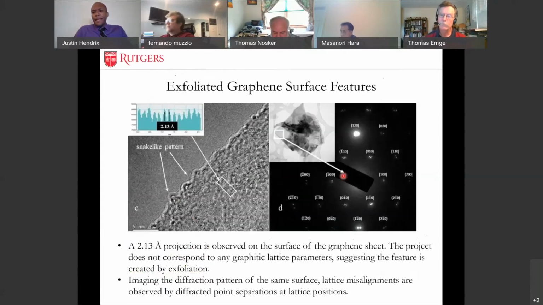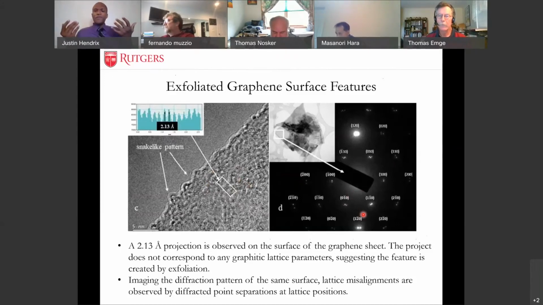Now, the next thing we're going to talk about is when we look at the surface very closely, we end up seeing this arrayed structure, which doesn't necessarily correspond to something that's traditionally graphene or graphite. When trying to calculate it, we found that it's about 2.13 angstroms in size. We were trying to figure out what it actually corresponds to, and looking at the point diffraction, if you try to arrange these together and calculate it, it still doesn't relate.